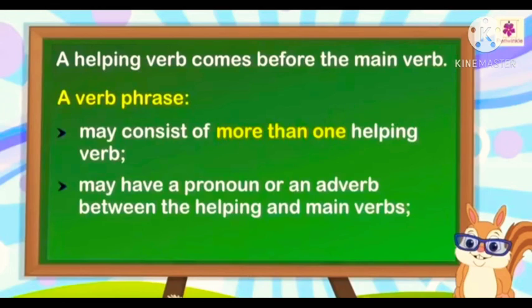A helping verb comes before the main verb, as we all know this. And a verb phrase may consist of more than one helping verb. It also may have a pronoun or an adverb between the helping and main verbs.